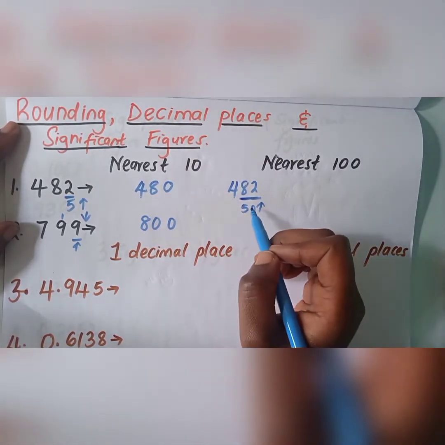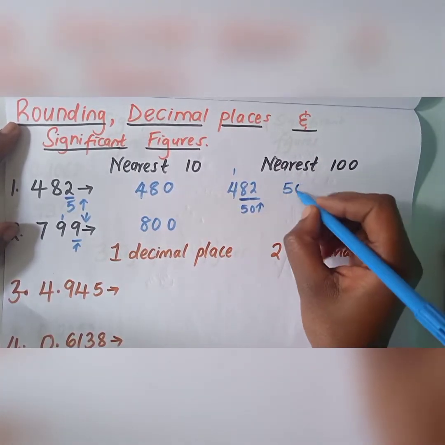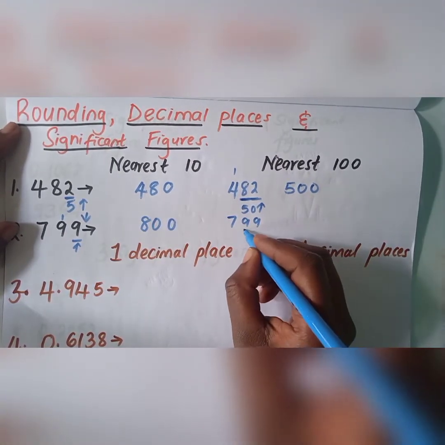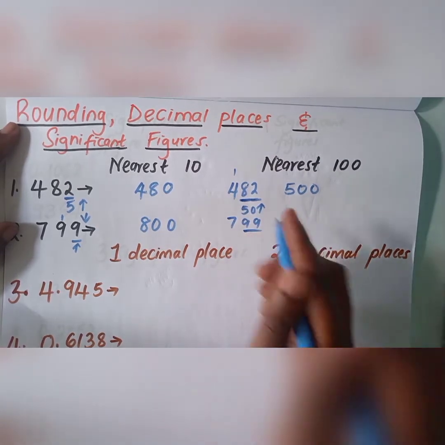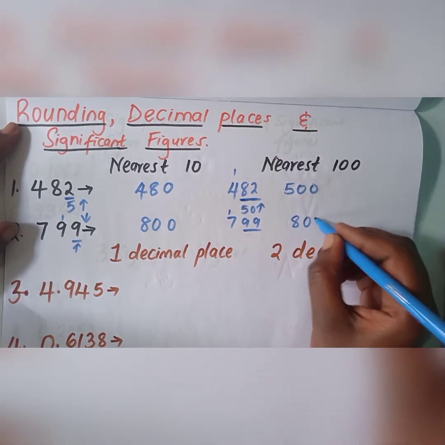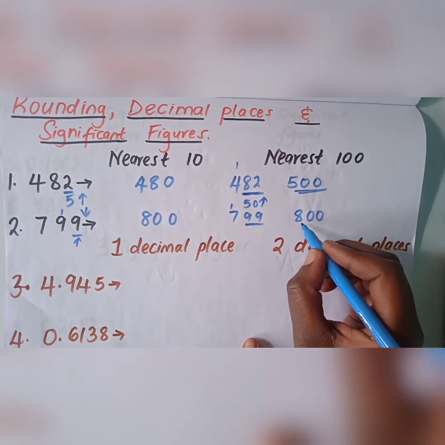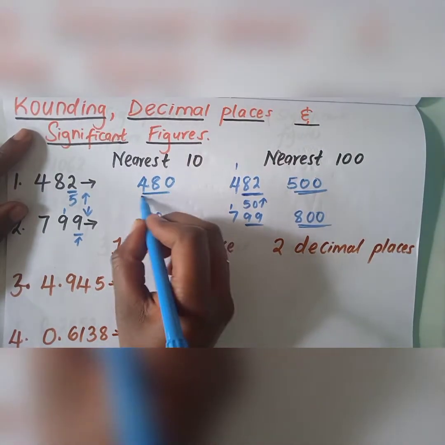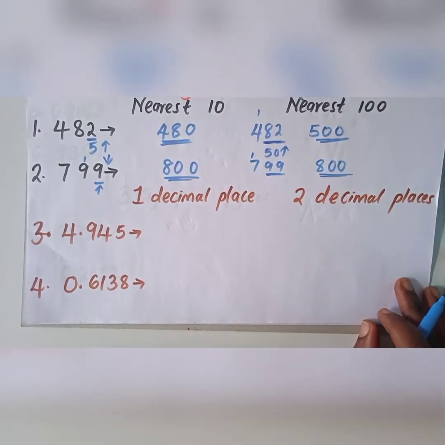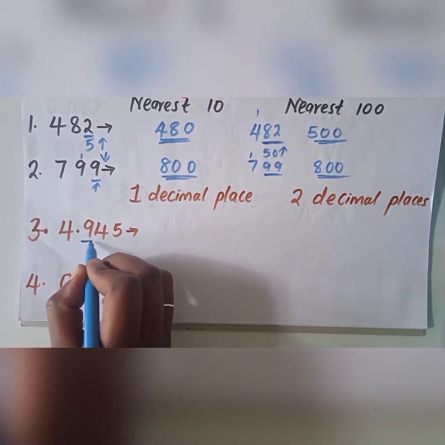And 82 is more than 50, so this one will go up by 1, so it becomes 5 and the rest becomes 0 0. Now for 799, underline those two numbers. If it's more than 50, the next number will be rounded up, and this one will become 800. So the answer here will be 500, and this one is 800.